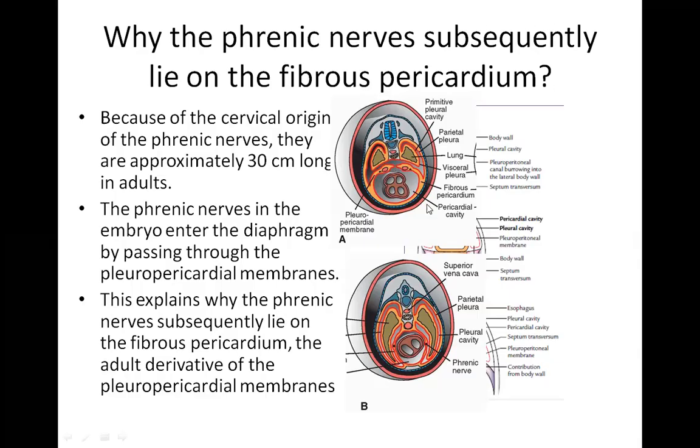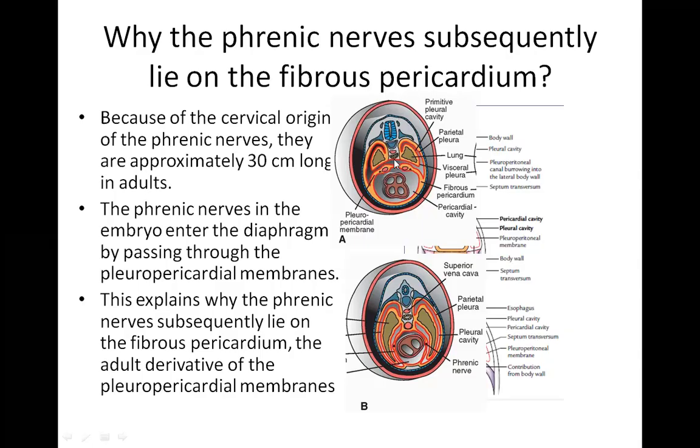pleuropericardial membranes. So over here is the pericardial cavity. These were the pleuropericardial membranes, which were the cranial fold. Okay, so inside this fold, the common cardinal vein and the phrenic nerve were present.